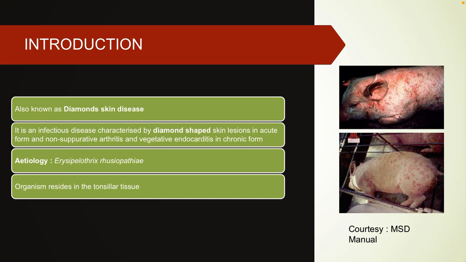Erysipelas in swine is caused primarily by Erysipelothrix rhusiopathiae, a bacteria carried by up to 50% of pigs. It is also known as the diamond skin disease. It is an infectious disease characterized by diamond-shaped skin lesions in the acute form, and non-suppurative arthritis and vegetative endocarditis in the chronic form.